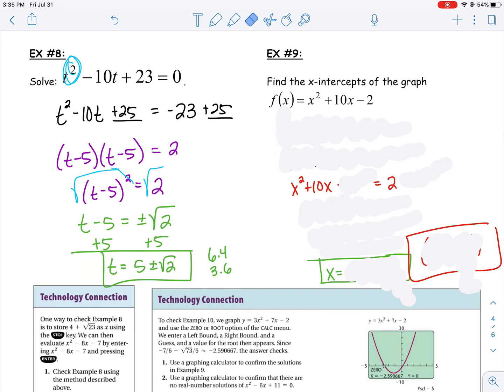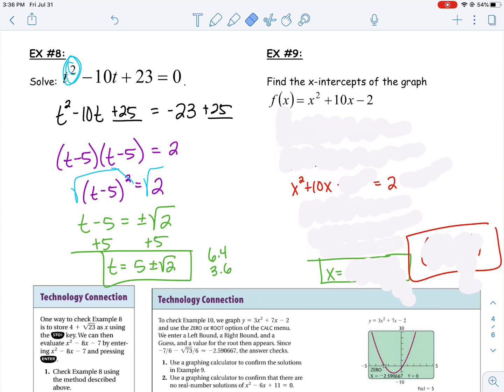All right, let's do another one. Example number 9 says find the x-intercepts of the graph. So it gives us a function now. F of x is equal to x squared plus 10x minus 2, and it asks us to find the x-intercepts. Where does it cross the x-axis?